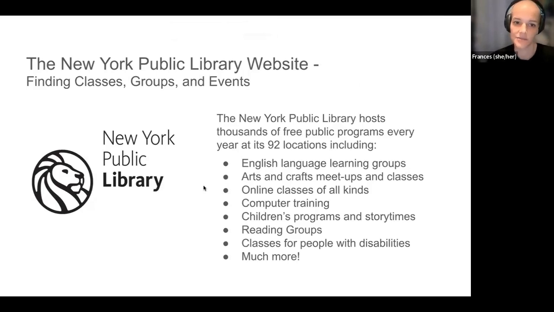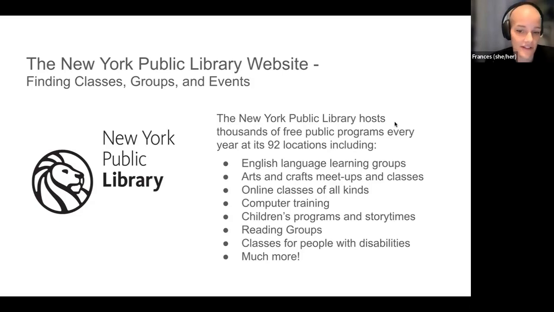There's many things on the New York Public Library website, but today we're going to be focused on finding classes, groups, and events. We'll look at a couple of the other features as well as the front homepage so you can see what's on there, but we're going to focus mostly on events. And you should probably recognize the logo on the left as the New York Public Library lion. Whenever you see that logo, you can assume that you are in the app or on the website, so look out for that lion.